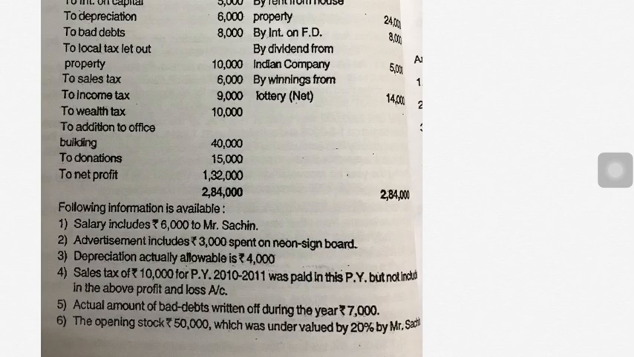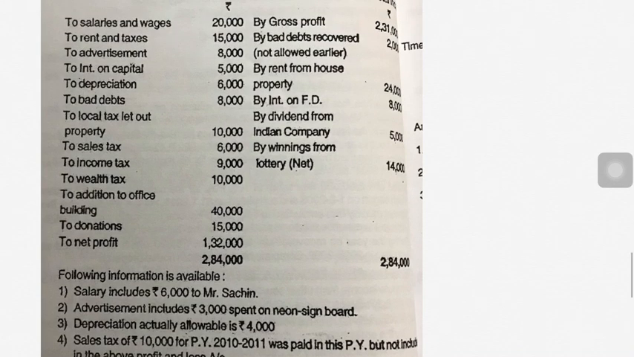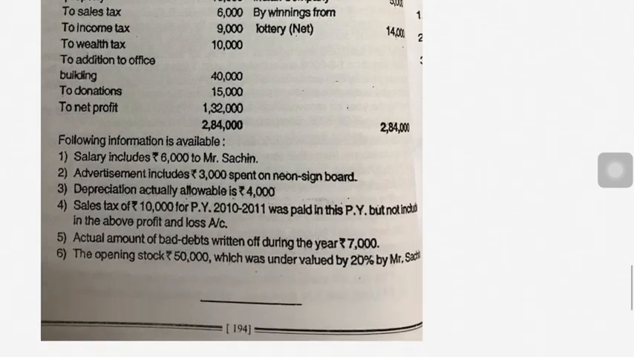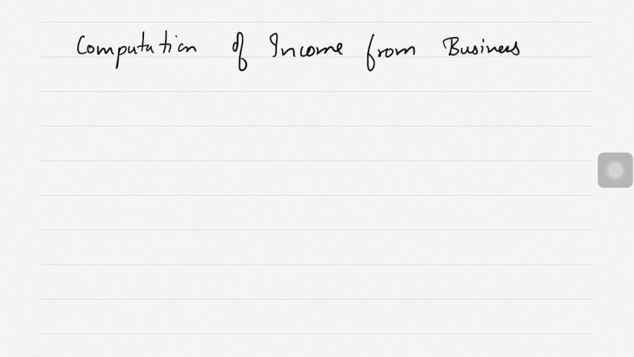So the opening stock of rupees 50,000, which was undervalued by 20% by Mr. Sachin, what will you do? You will subtract the difference from the net profit. Let's start solving. Computation of income from business. Make 3 columns: particulars, amount.